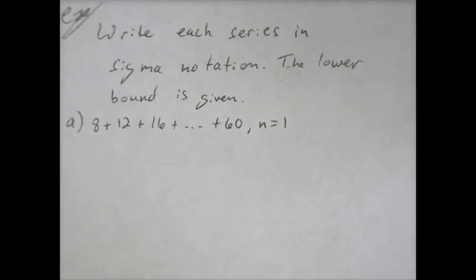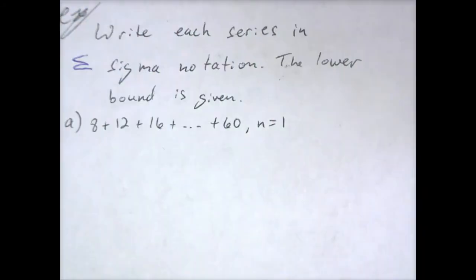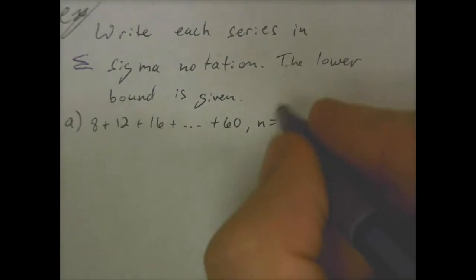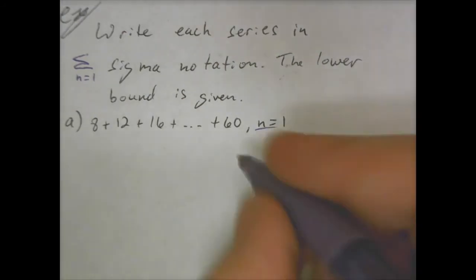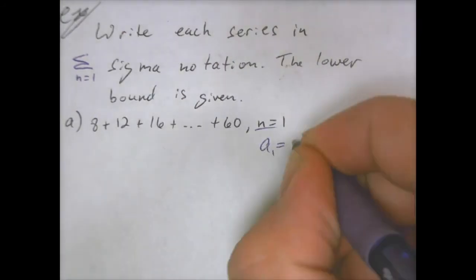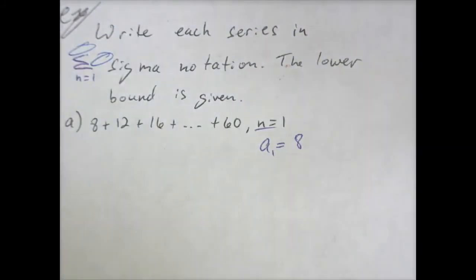Next example. Write each series in sigma notation. So don't forget, sigma notation is just the summation notation. It says the lower bound is given. So all that means is that the number down here is given. That is n equals 1. So your first term is 1. What that also tells us is our first term is 8. So that will help us write our rule, because we know we have to have the rule inside of the sigma, and we have to have our last term on top.